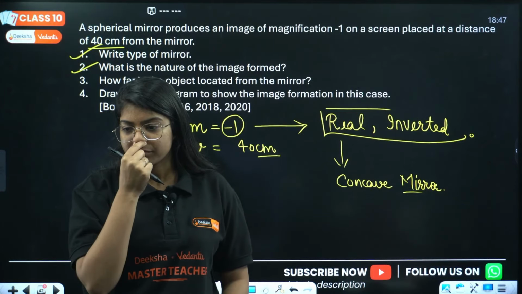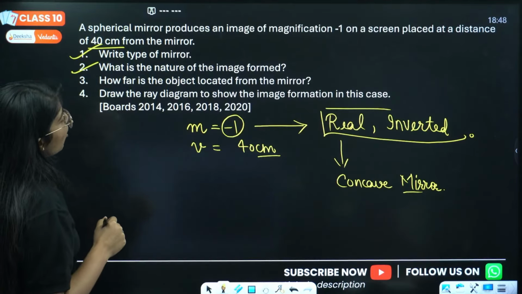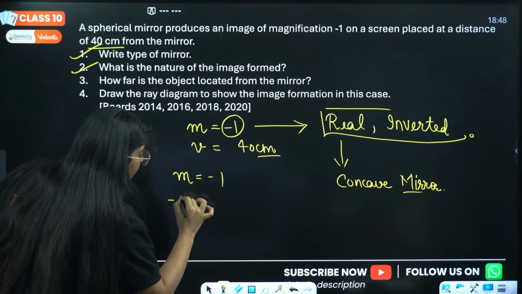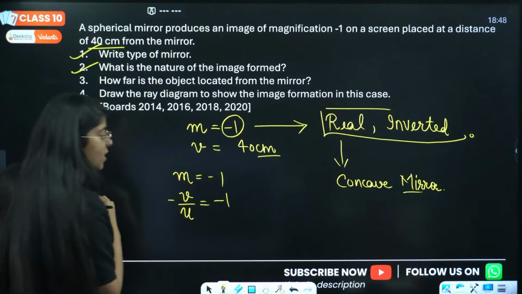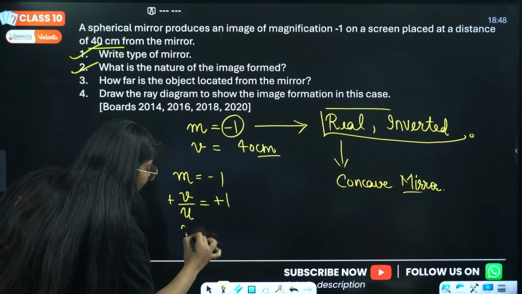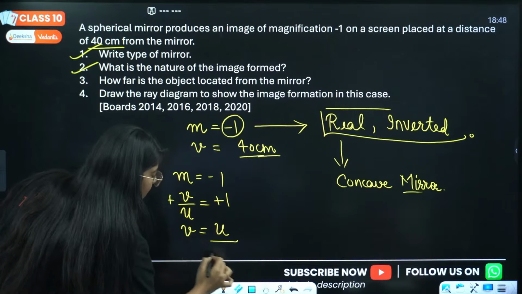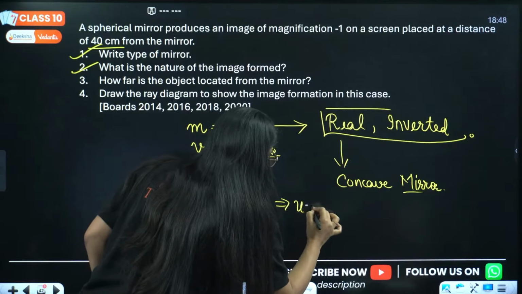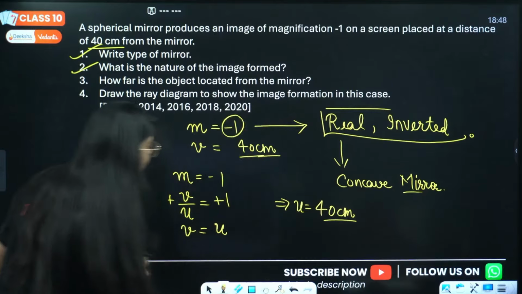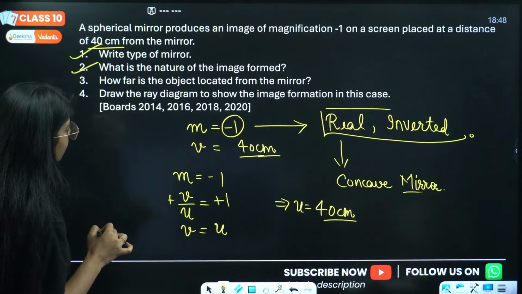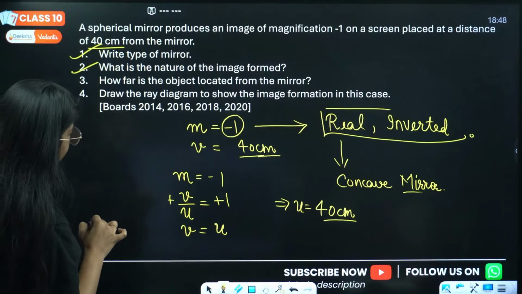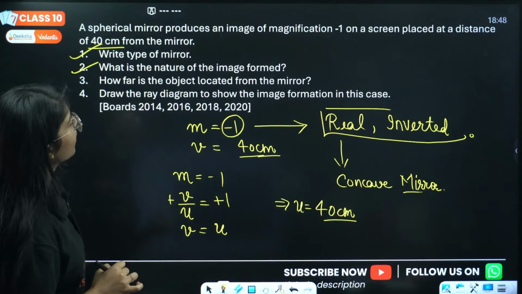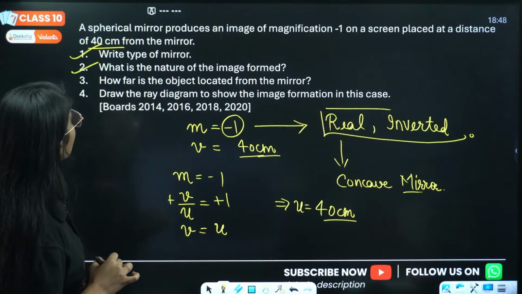Hi Deeksha. Okay, then how far is the object located from the mirror? See, magnification is -1. So the magnification formula is -v by u is -1. Correct? And the minus cancels out. v equals u. u is 40 centimeter. Right? v equals u. So u comes out to be 40 centimeter. Correct. But u should be minus, right? Is there any mistake? v is 40 centimeter. The object is placed at a distance of 40 centimeter from the mirror.